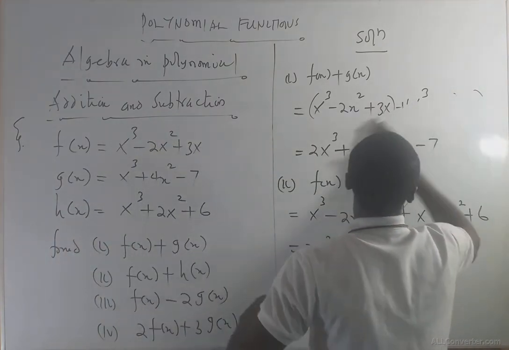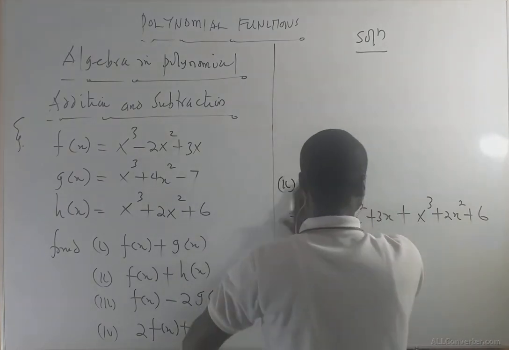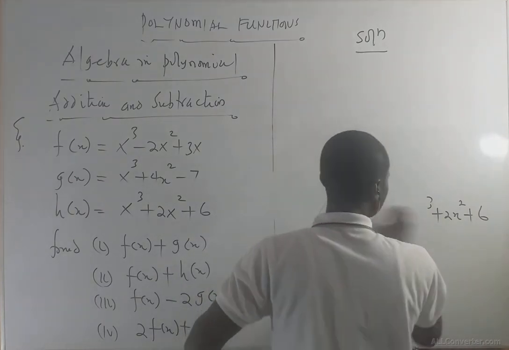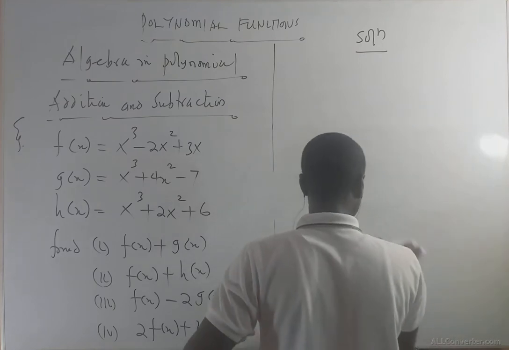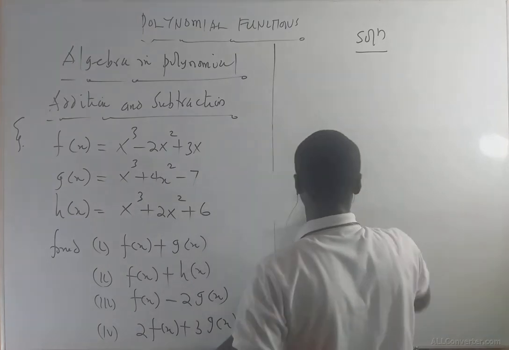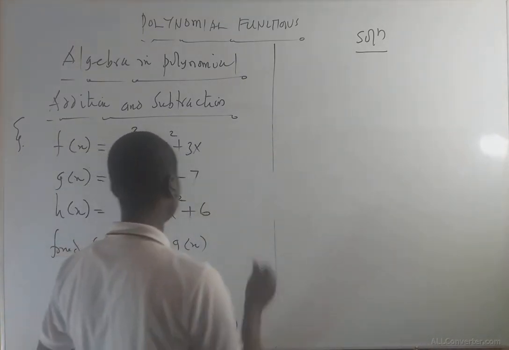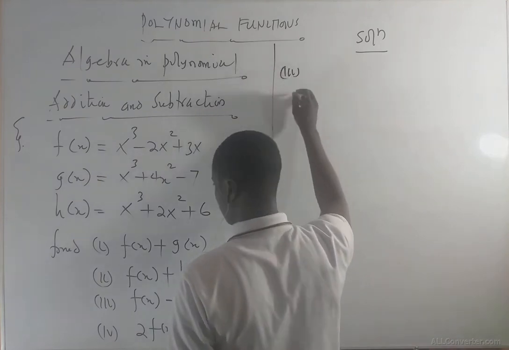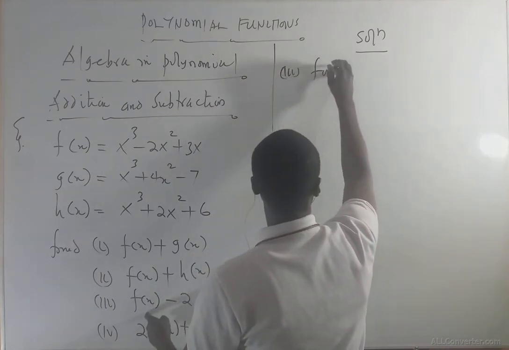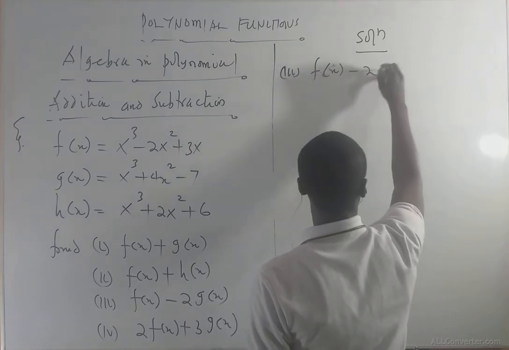Okay, so we have, and I advise that you take the video back if you don't understand what you are doing, so that you can listen to what I am saying, so that you can understand it very well. Okay, so now let's look at the third part. The third one, we are given f of x minus 2 times g of x.